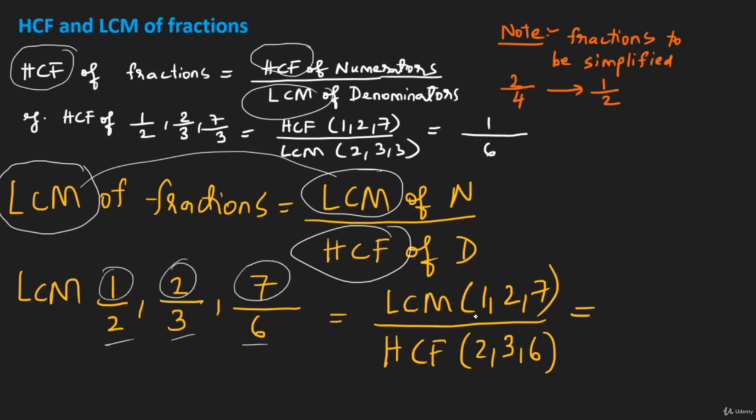Now, the LCM of 1, 2 and 7 will be 14. There is no common factor among them. So, you just multiply them. You get 14 over here. And over here, you have the denominator as 1 because 2, 3 and 6 have no common factor. So, the highest common factor is 1 because 1 is a factor of every number.